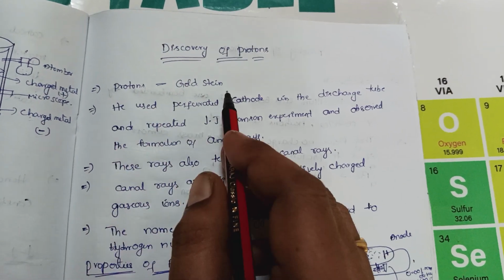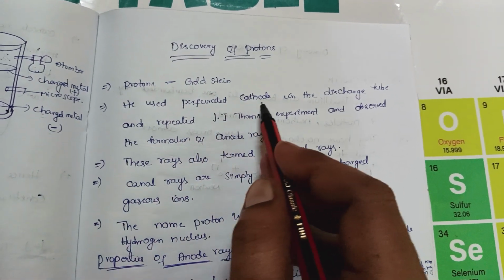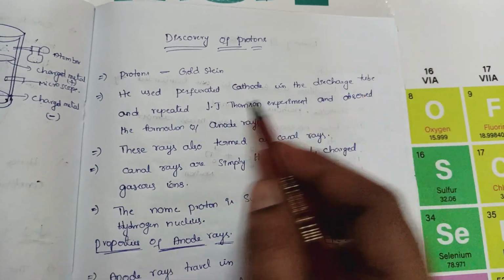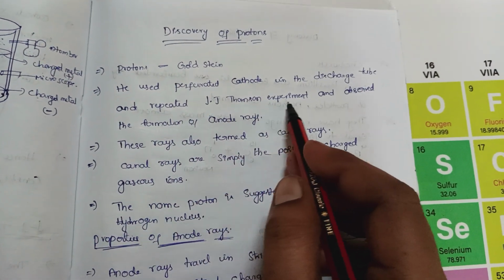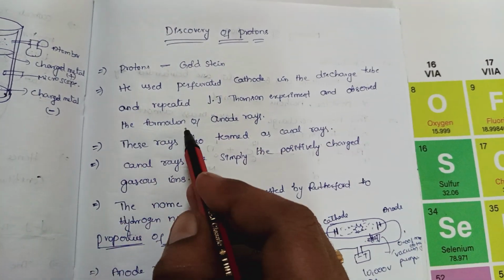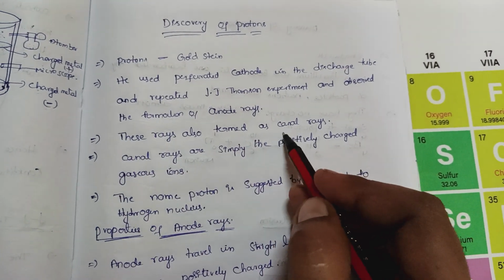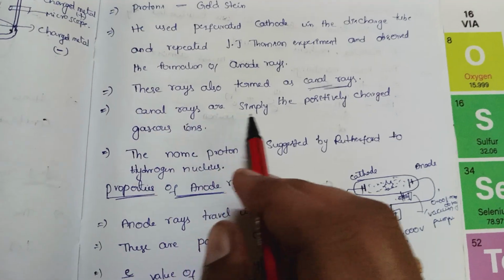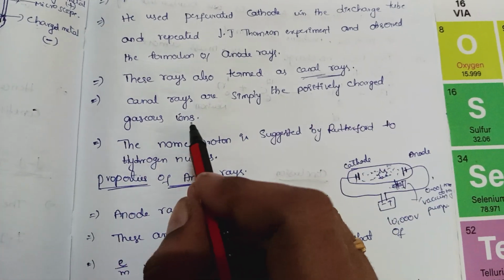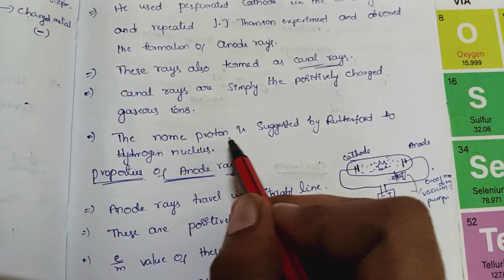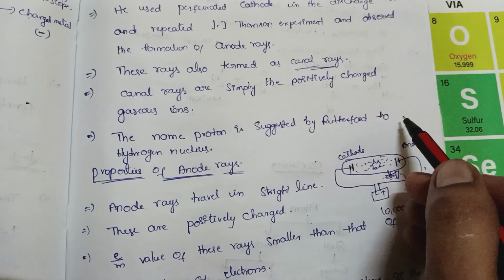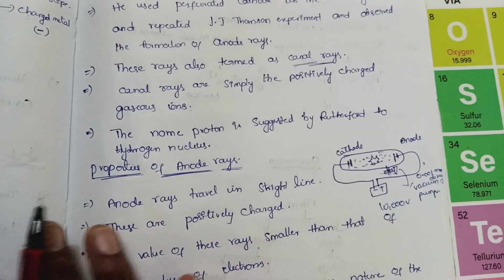Protons were discovered by Goldstein. He used a perforated cathode in the discharge tube, repeated the J.J. Thomson experiment, and observed the formation of anode rays. These rays are also termed canal rays. Canal rays are simply positively charged gaseous ions. The name proton was suggested by Rutherford for the hydrogen nucleus.